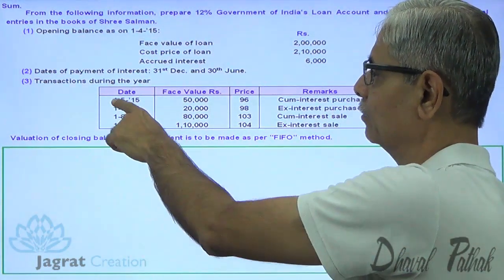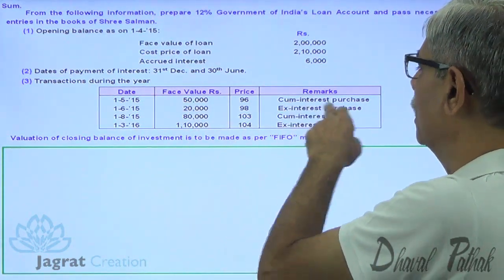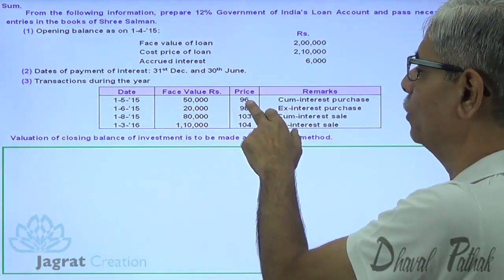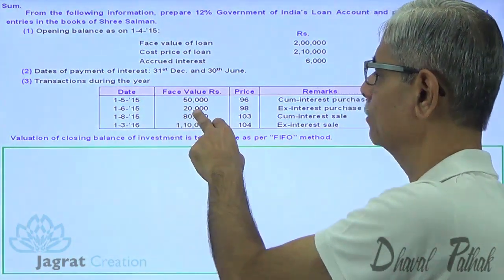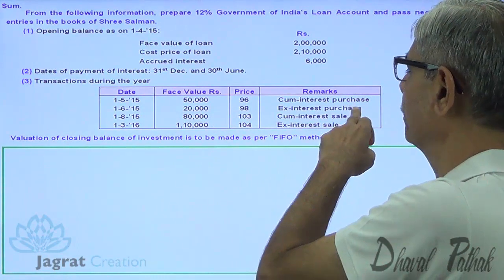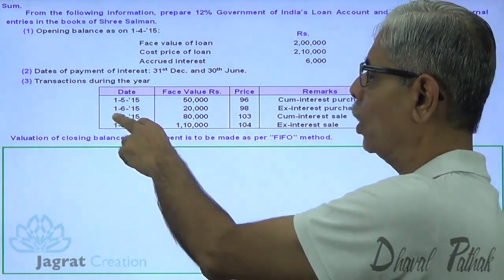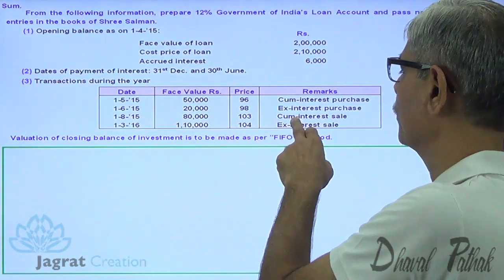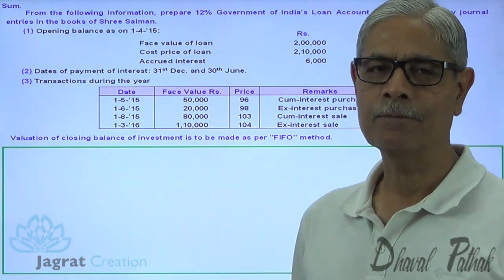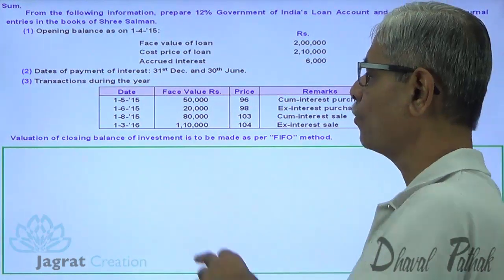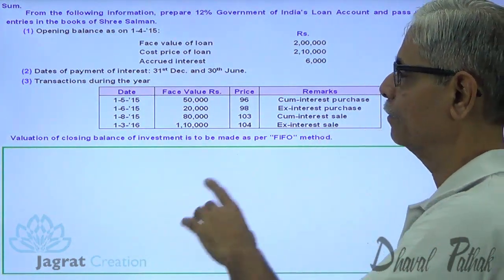Transactions during the year: 1st May 2015, cum-interest purchase, 50,000 face value, price 96. On 1st June 2015, face value of investment purchased 20,000, price 98, ex-interest price. On 1/8/2015, cum-interest sale, 80,000 face value of the investments, meaning loan, is being sold. And on 1st March, 1,10,000 ex-interest sales.